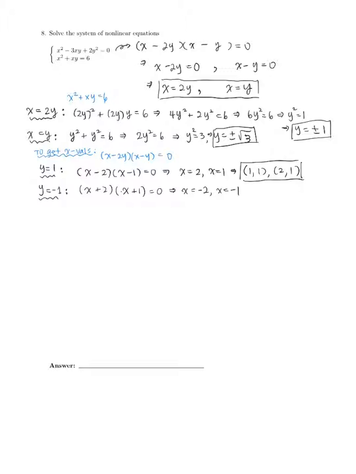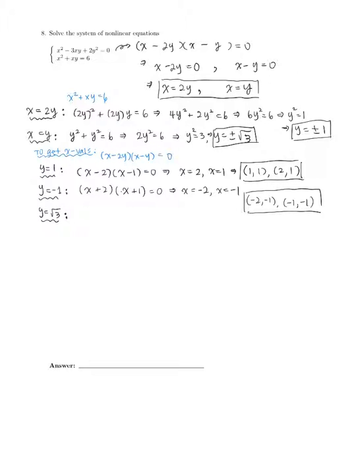So it looks like what we're going to get is, when y equals negative 1, our x is going to be negative 2 comma y is negative 1, and negative 1 comma negative 1. Okay, let me just box that. Okay, now what? Y equals positive root 3.